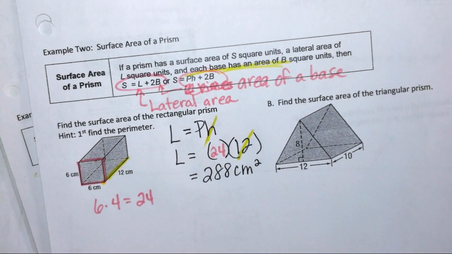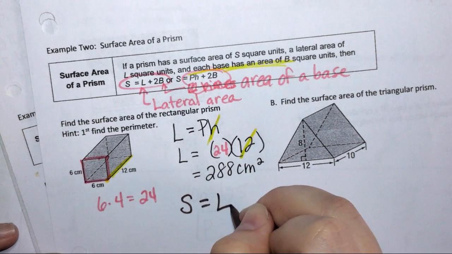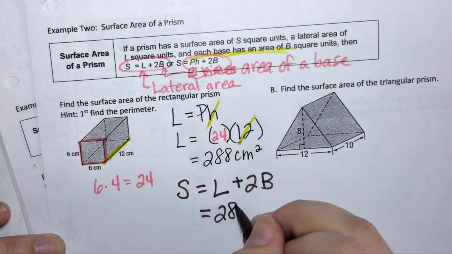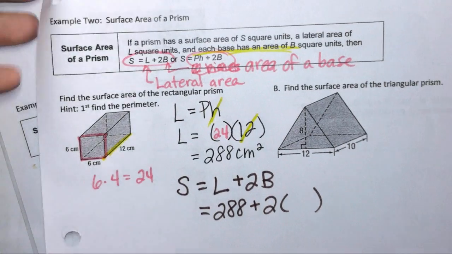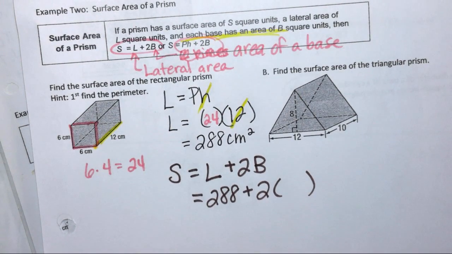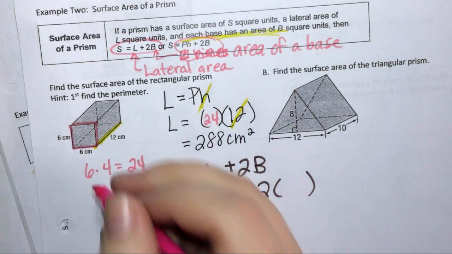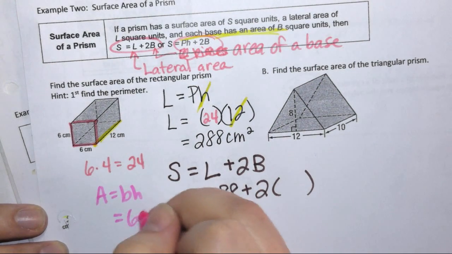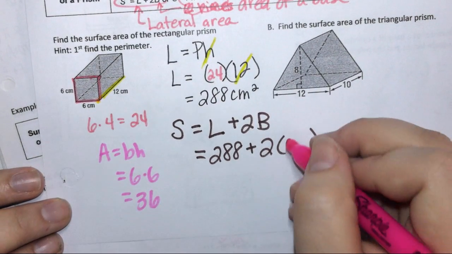This time I'm not done, because it wants the surface area. To find the entire surface area, you need to take your lateral area plus 2B. So that means I'm going to do 288 plus 2 times B, where B stands for the area of my base. What is the area of my base? What kind of shape is my base? So it's base times height. So it is 6 times 6. So it is 36. She is correct. So I plug in a 36.